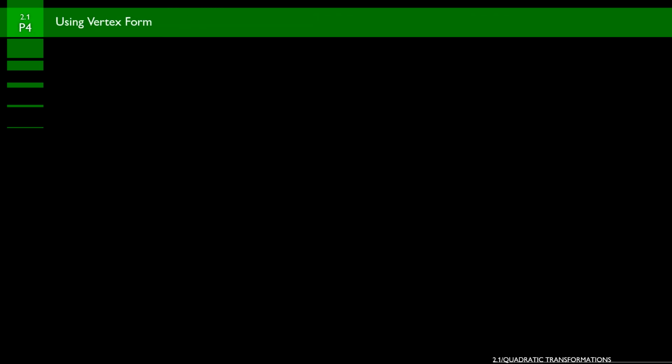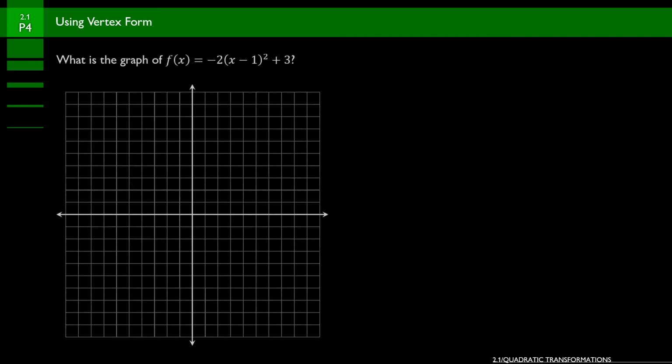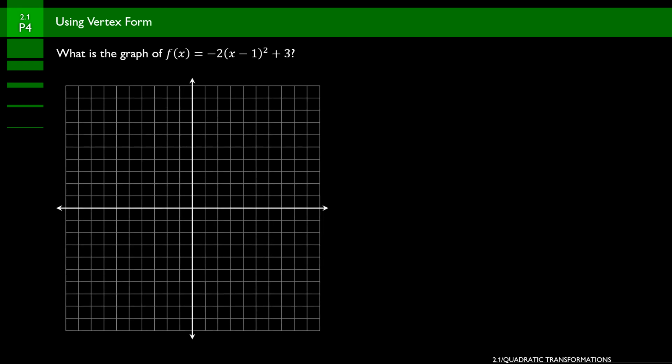In problem number 4, we're going to use vertex form and everything we've learned about a, h, and k to solve an equation and graph it. So we're given f of x equals negative 2 times the quantity x minus 1 squared plus 3. Our a value is negative 2. Since it's negative, we know that we have a reflection, and since it's 2, we have a stretch by a factor of 2.